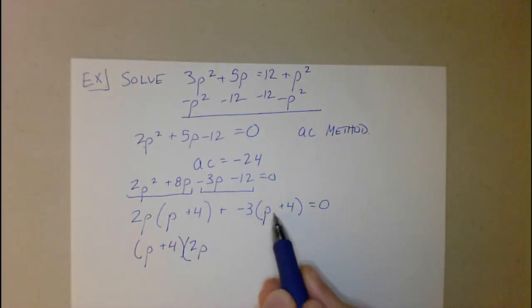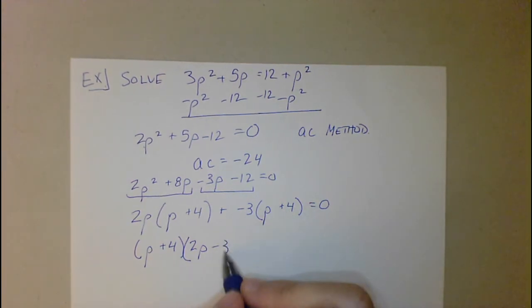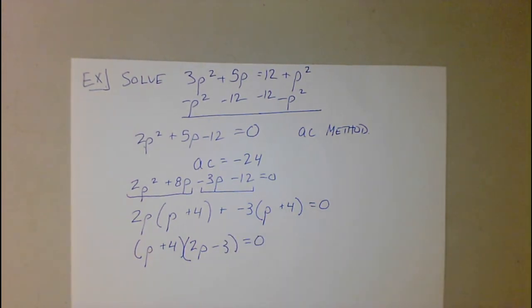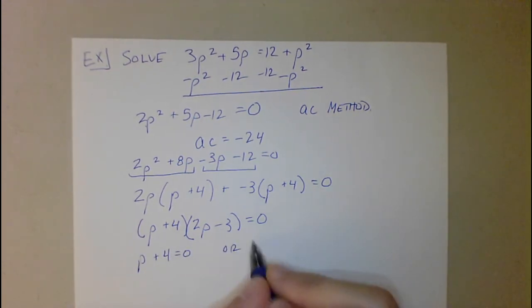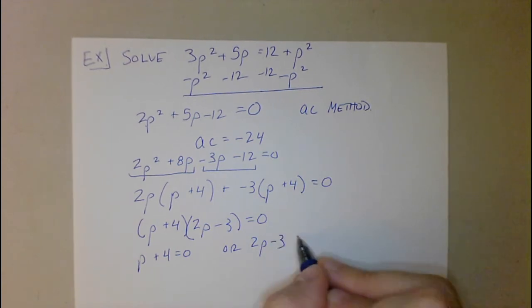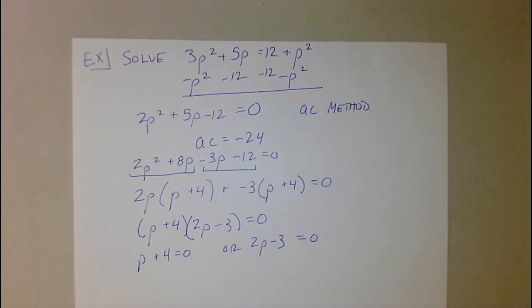If I factor a p plus 4 out of here, I'm left with a negative 3. And that is set equal to 0. I use my zero factor property. Either p plus 4 equals 0 or 2p minus 3 equals 0. Pretty straightforward to solve for.